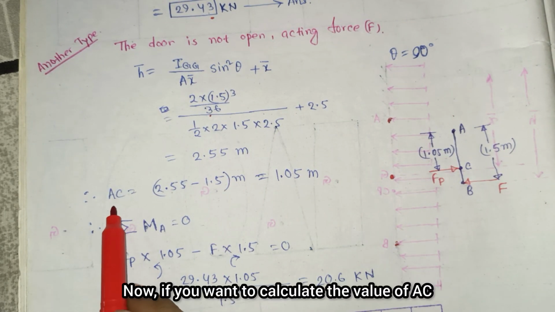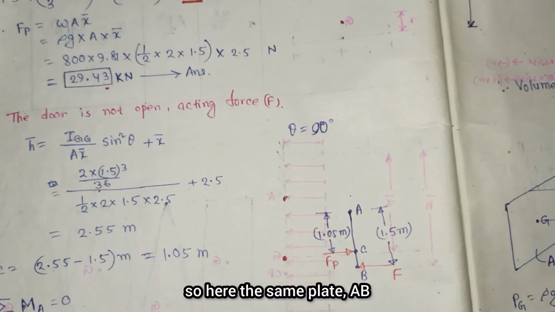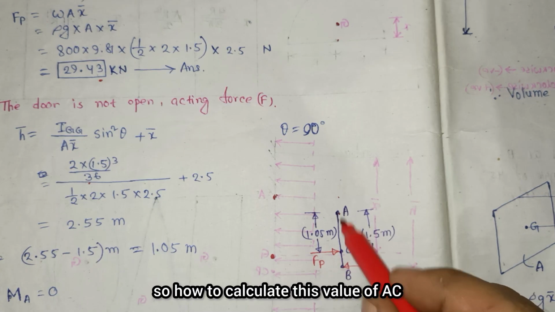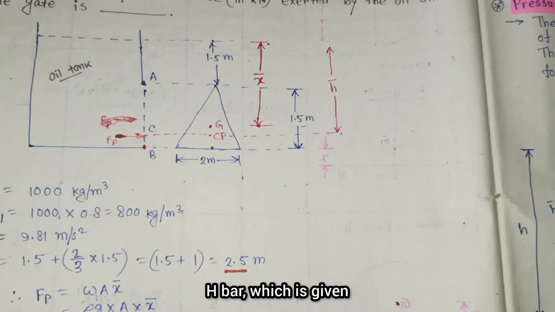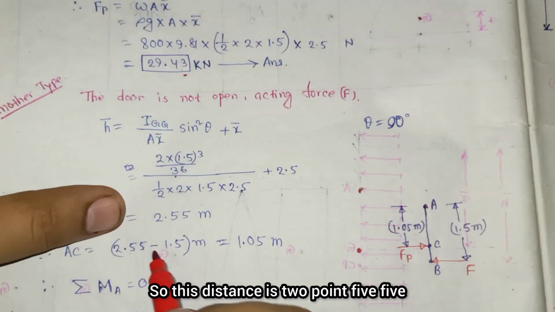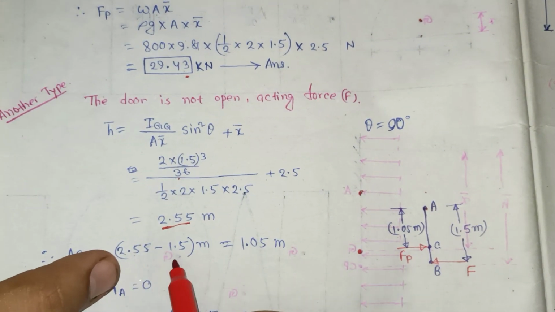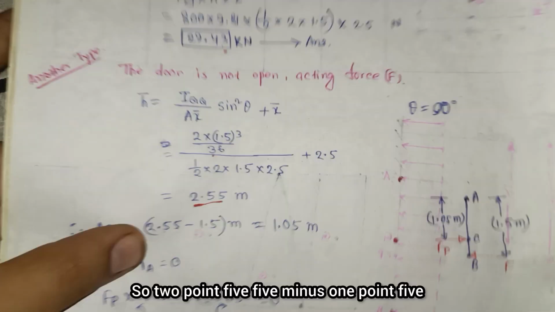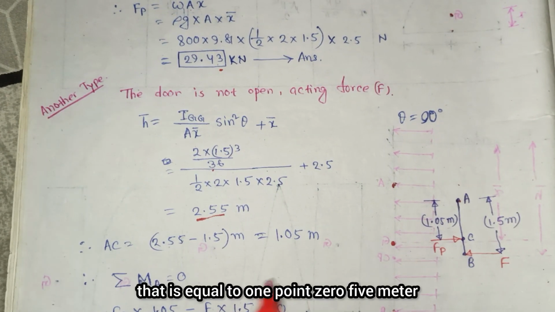Now if you want to calculate the value of AC, here the same plate AB, how to calculate this value of AC? So h bar is given, so from here to here the distance is h bar, that is 2.5. So this distance is 2.5. So 2.5 minus 1.5 is what? This is the distance. So 2.5 minus 1.5, that is equal to 1.05 meter.